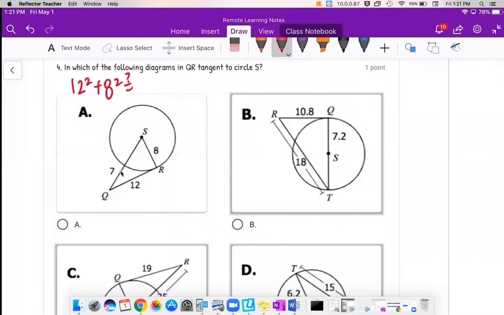So this length right here is 8. So that means this whole side length is 15. You want to know if it's equal to 15 squared. So be careful with the radius and the radii.